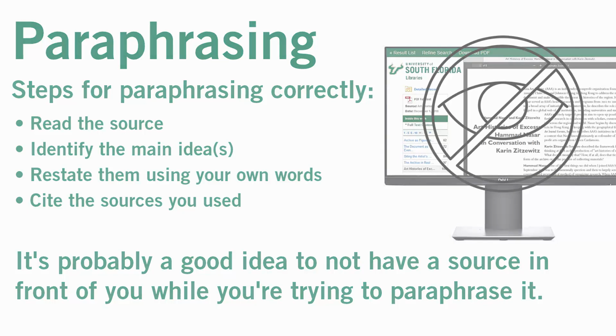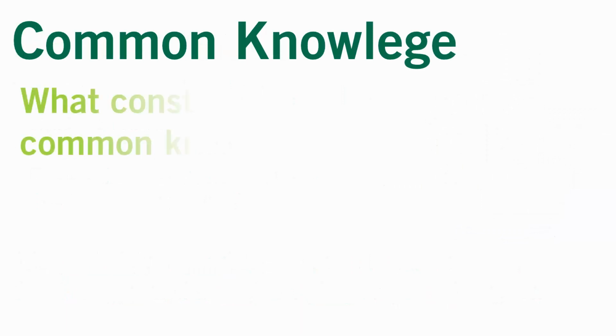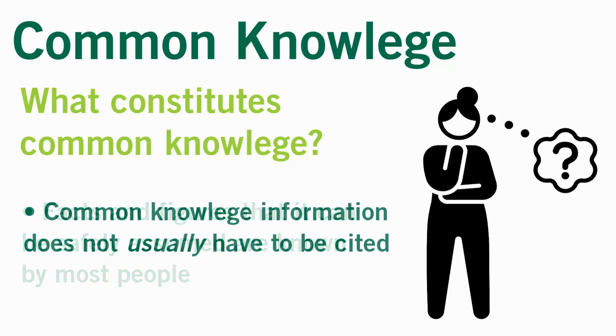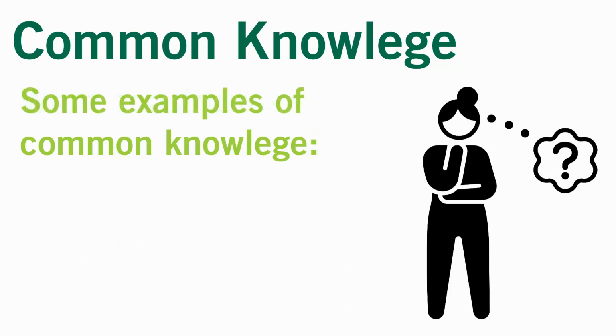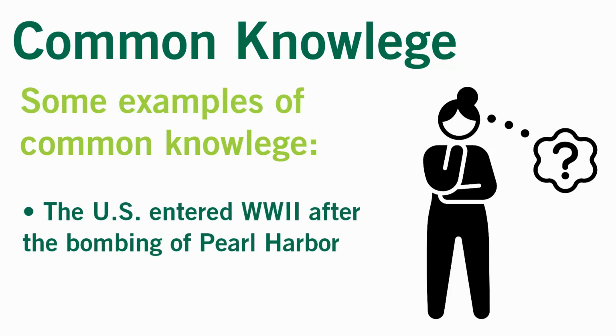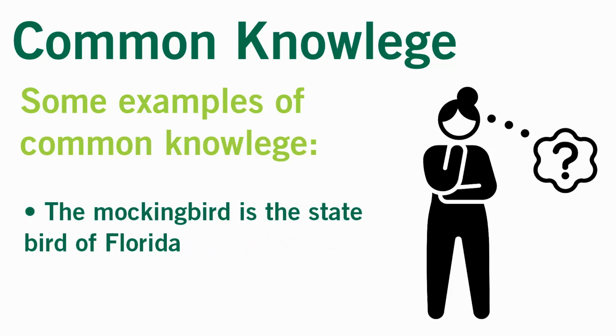Another issue you might want to be aware of is common knowledge. Common knowledge encompasses the kinds of facts and figures that it can be safely assumed are known by most people. Common knowledge information does not usually have to be cited. Here are some examples of common knowledge. Tallahassee is the Florida state capital. The U.S. entered World War II after the bombing of Pearl Harbor. And the mockingbird is the state bird of Florida.